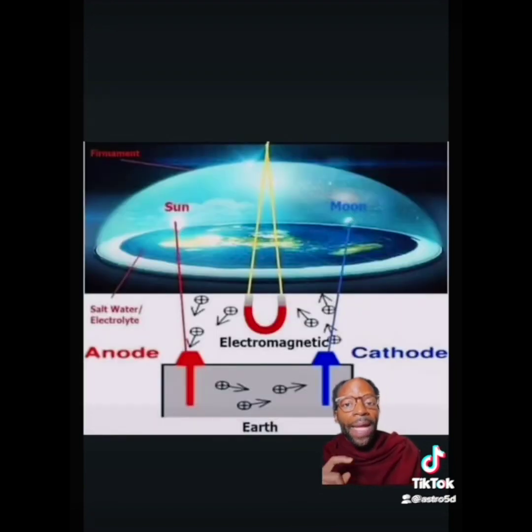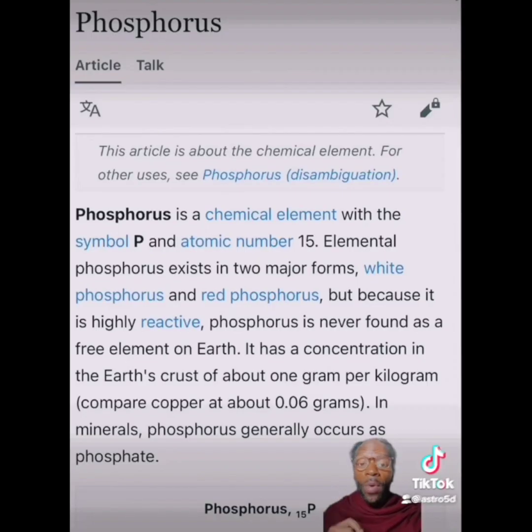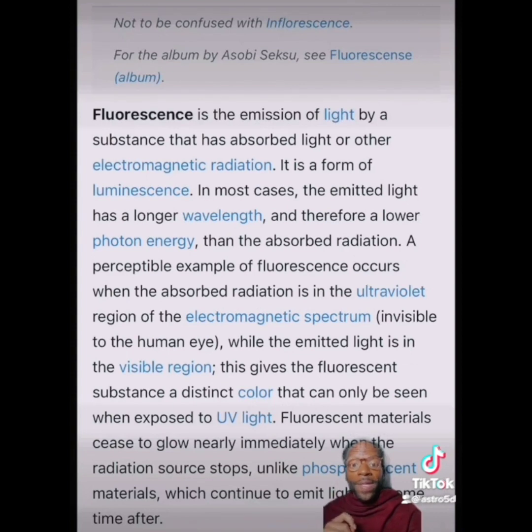So if you have the moon as a cathode and the sun as an anode, the moon is being charged by the sun. And the sun is fluorescent light. So pause to read more about phosphorus. Pause to read more about fluorescence.